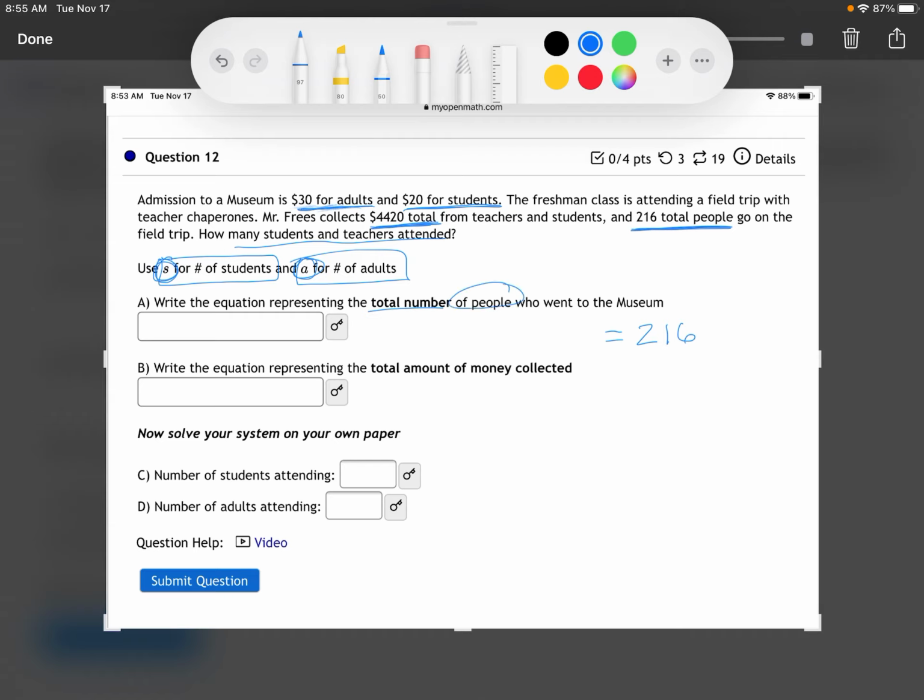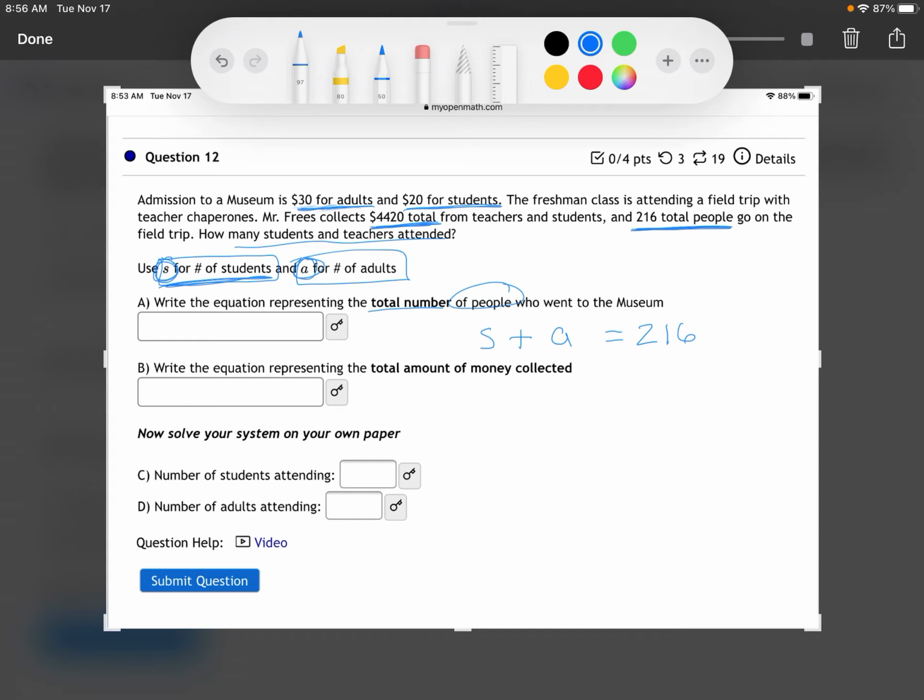Since we're talking about people, it's just the number of people. We have different people go. We have students and we have adults. Those are the only two things that we have. We don't know how many students went, but we do have a variable that represents that. So S is the number of students, that's what it says right here. And then we also have A, the number of adults. So combined, the number of students and, that's how we write and in mathematics, a plus sign, the number of adults all combined equals 216. So S + A = 216 would be my answer for that one.